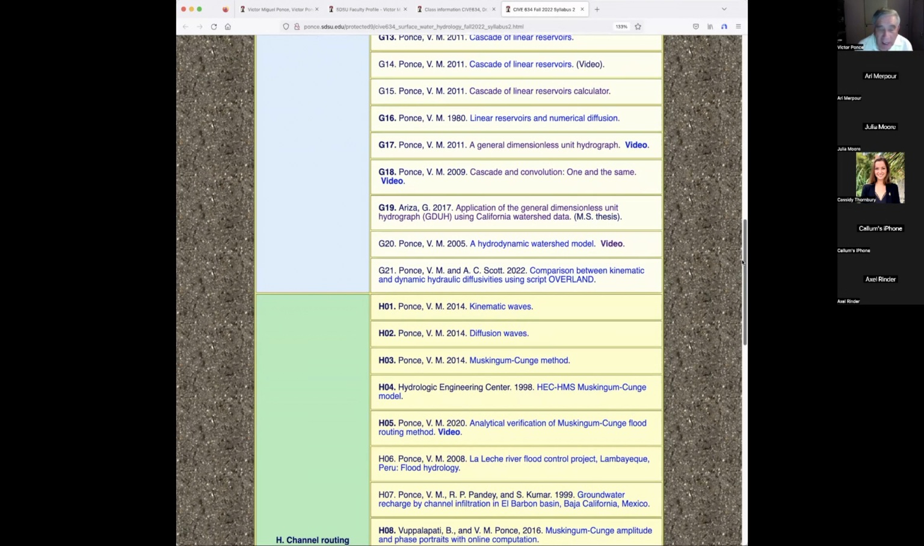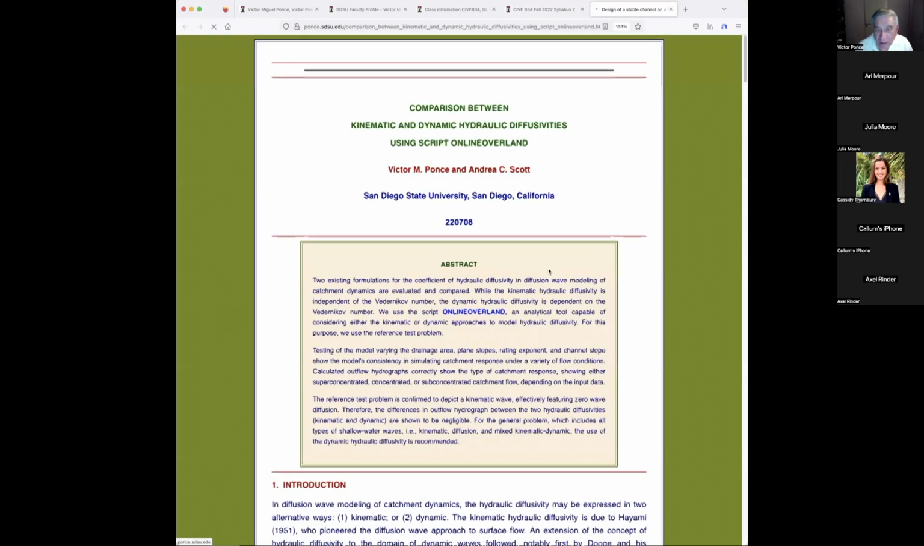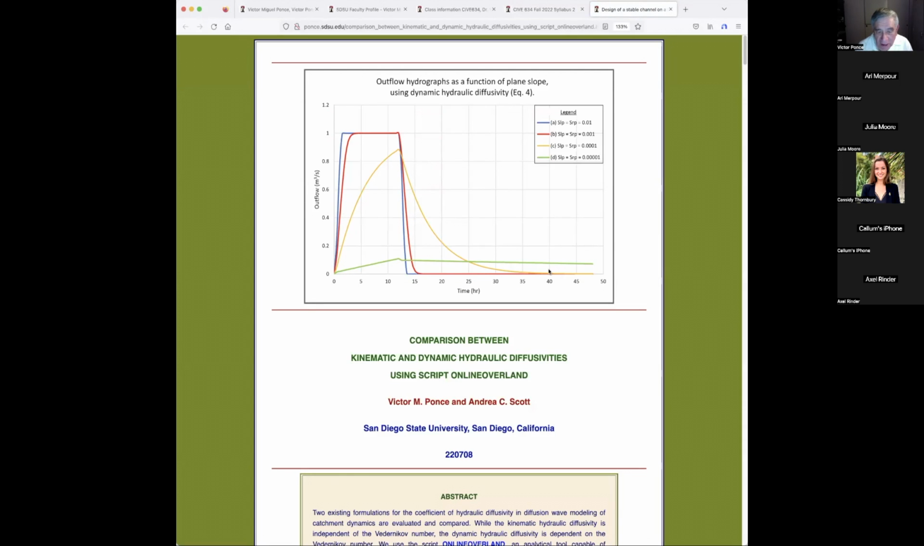Okay, so then the last thing we're going to do here is a paper that is my most recent paper. I wrote this paper with A.C. Scott, and it's dated July, August, September, October. So it's 4 months old. Comparison between kinematic and dynamic hydraulic diffusivities using Script online over land.